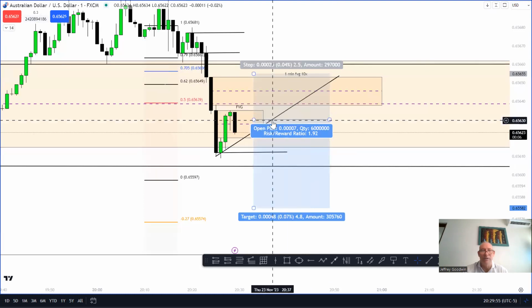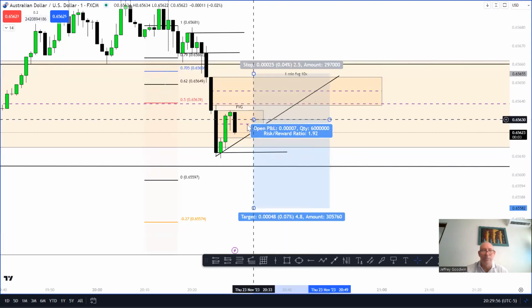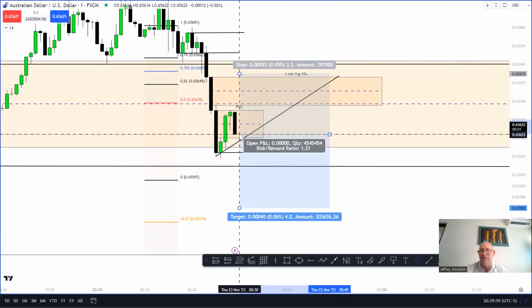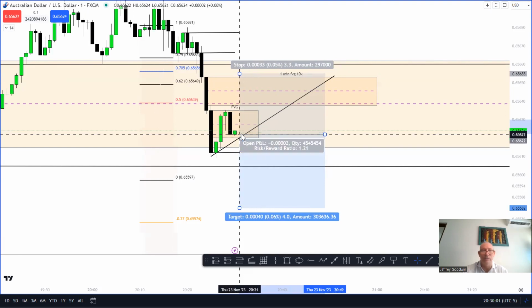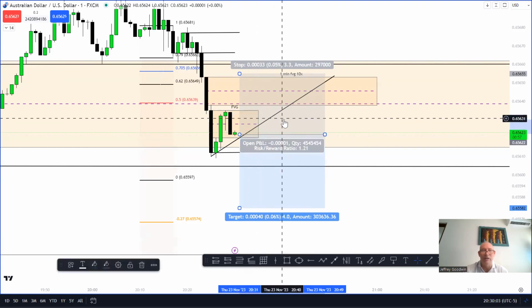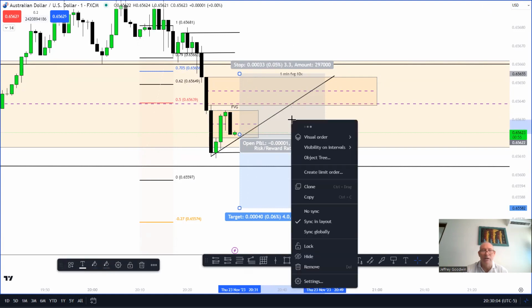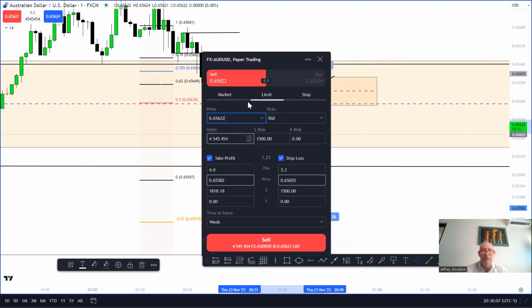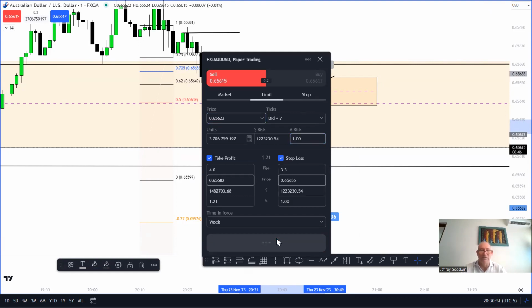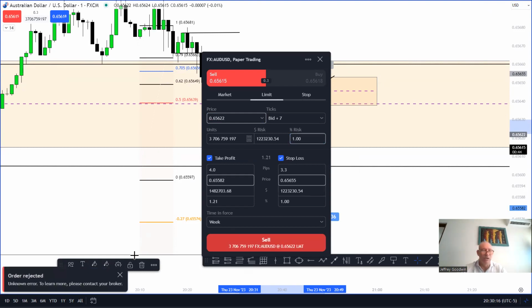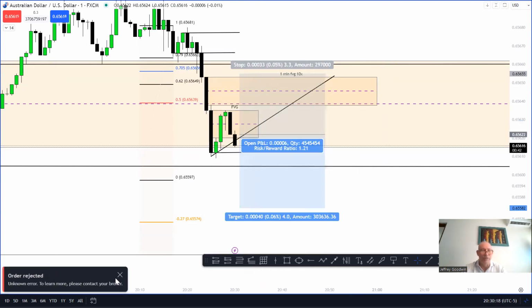8 seconds, ladies and gentlemen. So I'm just going to put that to there, to the next candle. So I'm going to press right click, create limit order, mark execution, percent. Fail. Order rejected. Let's find out why.